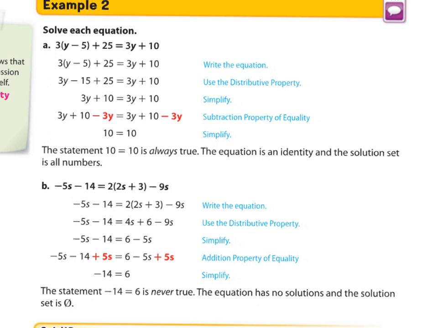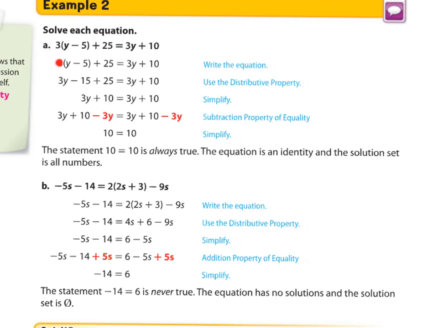Now let's take a look at a couple of equations where all numbers are the solution, and another equation where the answer is null. No solution. Okay, when we say that all numbers are a solution, it means no matter what number you replace y with on either side of the equation, this side of the equation will always equal this side of the equation. So it doesn't matter what y is. If it doesn't matter what y is, that means all numbers can be the possible solution.